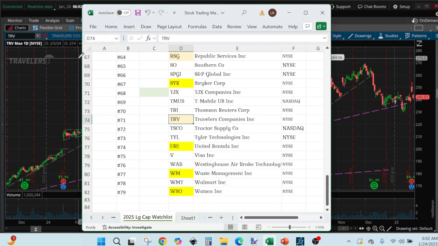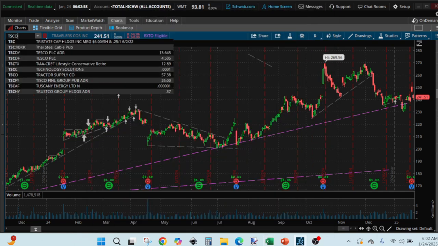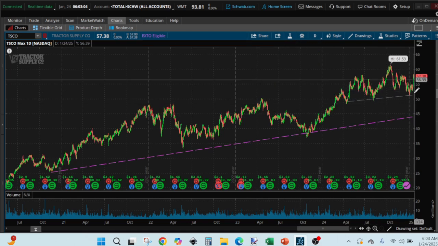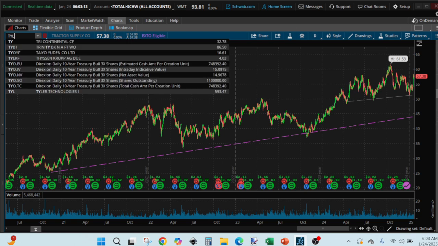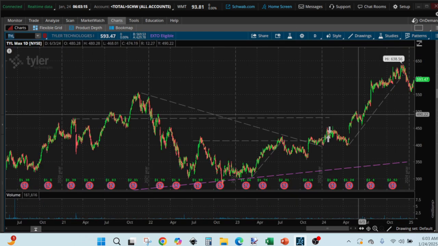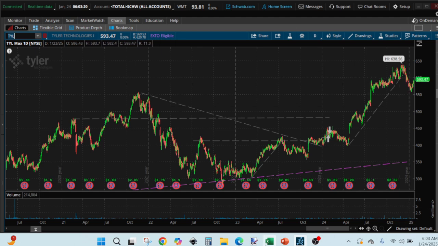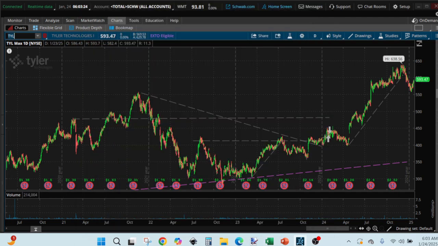The next one is TSCO. So TSCO, we like to buy at the purple trend line, but right now it's going up. It's nowhere near that line. The next one is TYL. TYL, we like to buy at this trend line, but right now it's going up. The next one is URI.